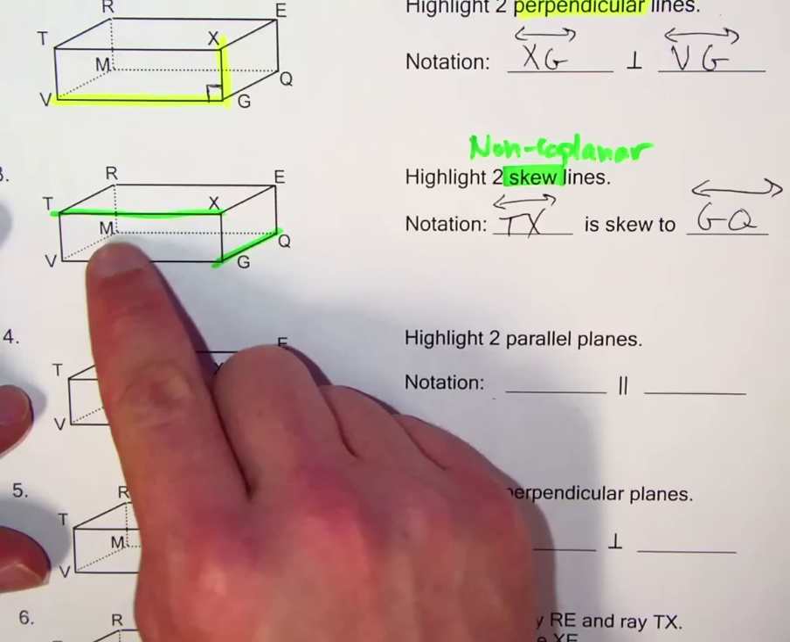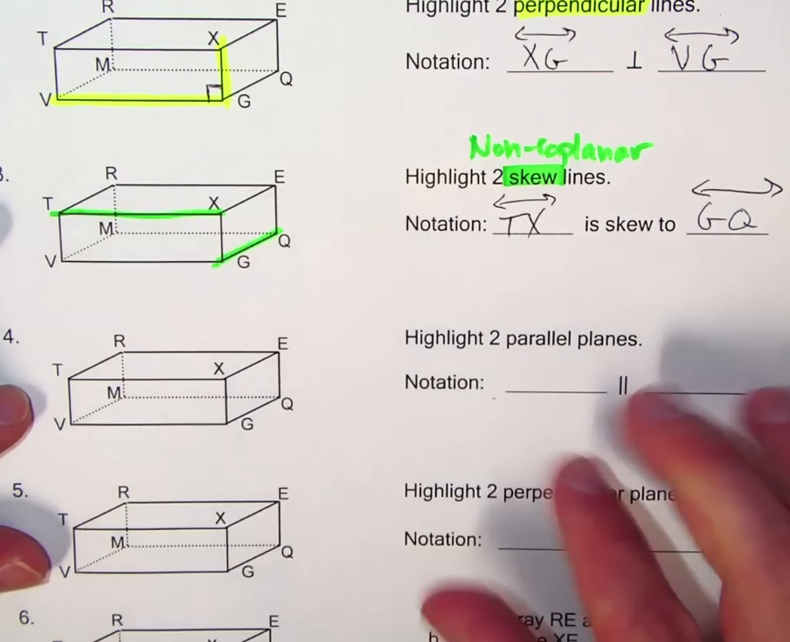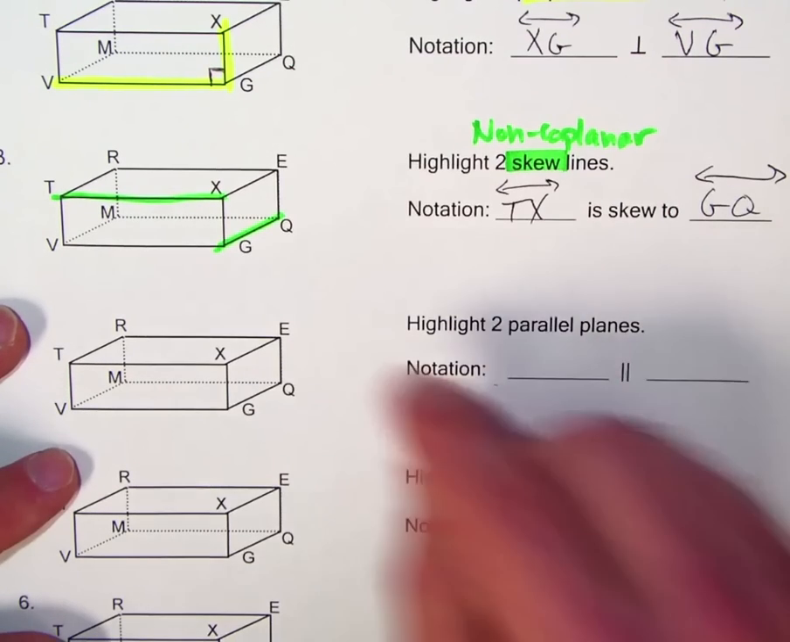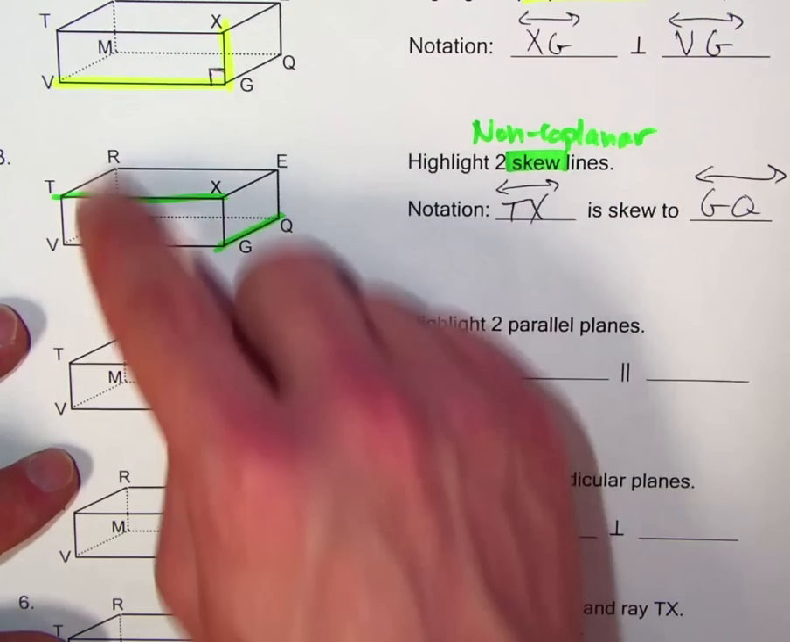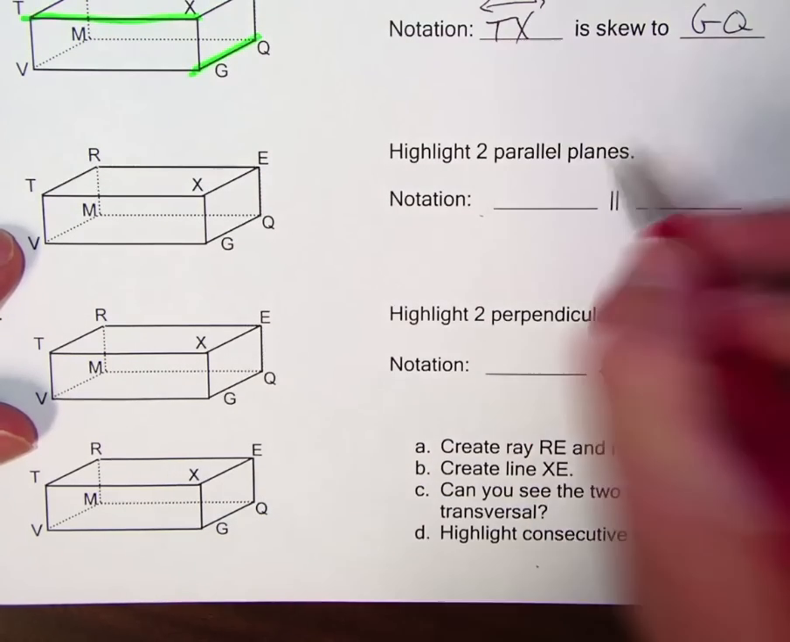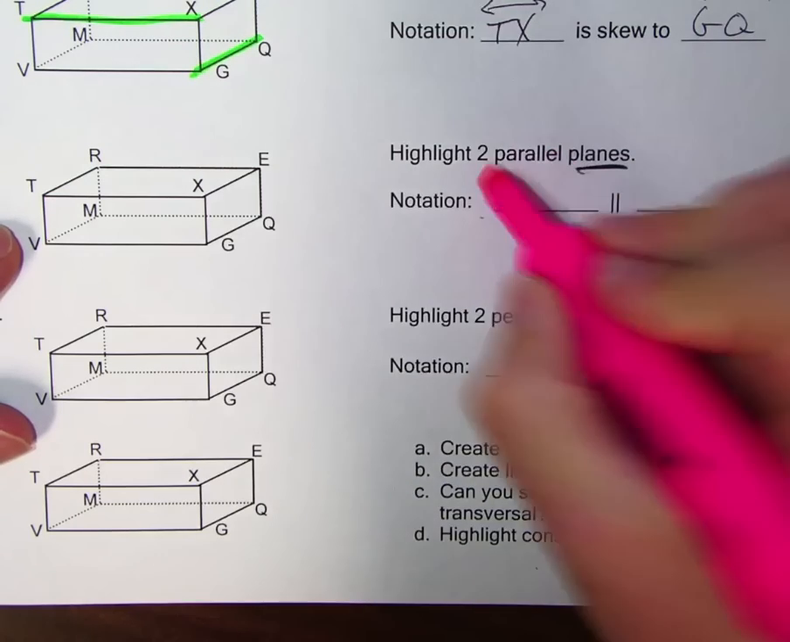Could have also gone with VM. That is going to be skew to TX. Okay, or perhaps EQ, don't forget, or RM. Let's now focus not on lines, but on planes. That's really important. Okay, we're trying to highlight 2 parallel planes.